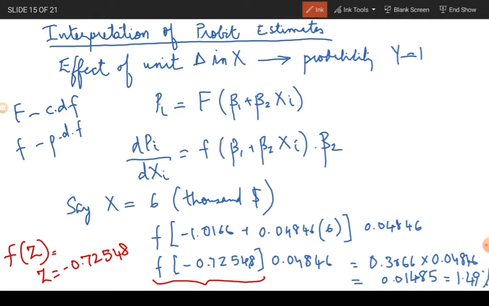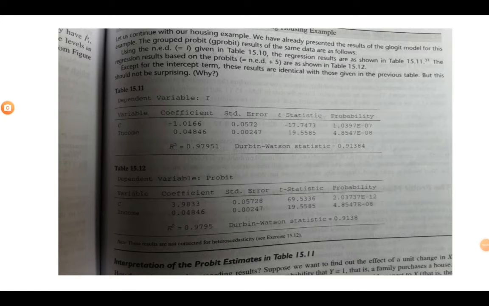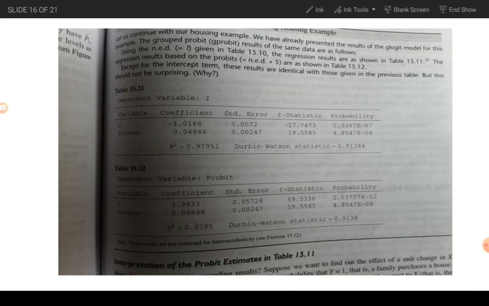In the next slide, I'm just putting a snapshot of the regression result based on which I have done this calculation. Over here you can see the values that I have used are from this output table, where this is my beta 1 and 0.0486 is the value of beta 2.